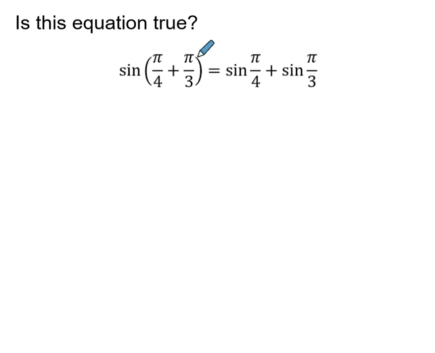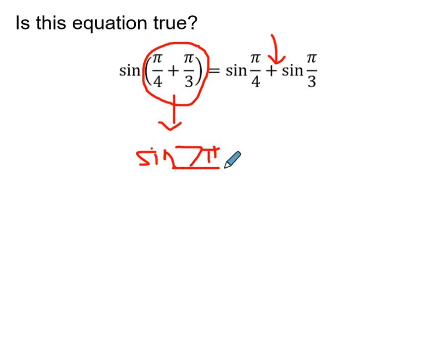So in this case here, the angles are added, and here the sines are added. So what is your first guess? You think that's going to be equal? So if you think about that, this here is what we just did, sine of pi over 4 plus pi over 3. It was the same as sine of 7 pi over 12, right?